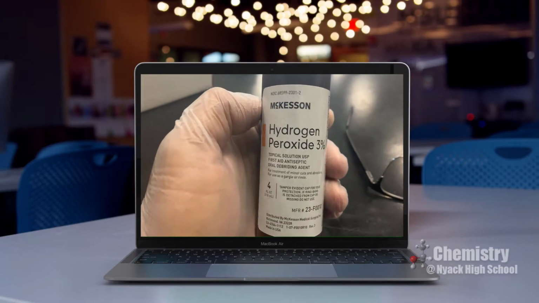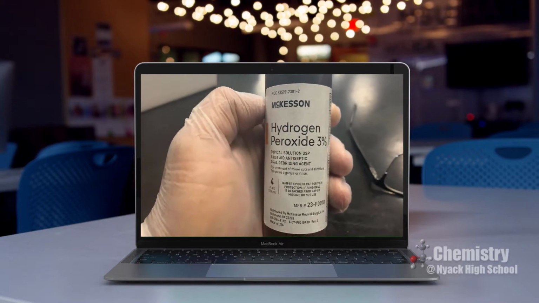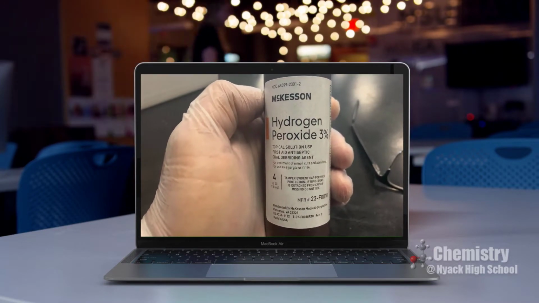The company that sells this product says that the hydrogen peroxide solution is 3%, but when we do our investigation, we'll find out if in fact it is.